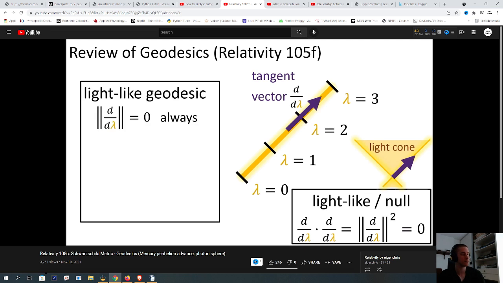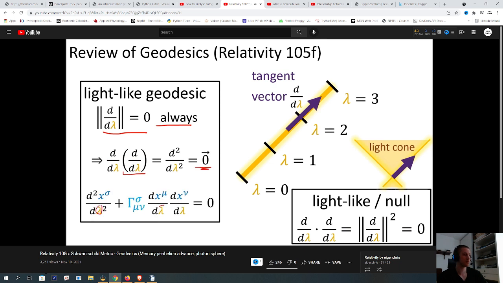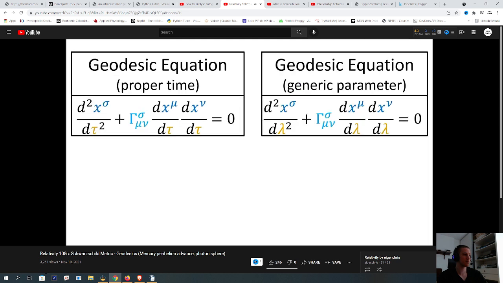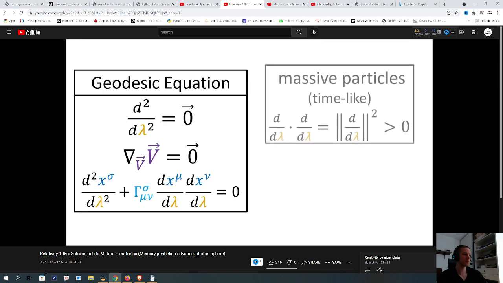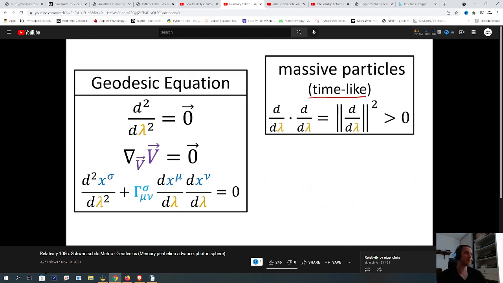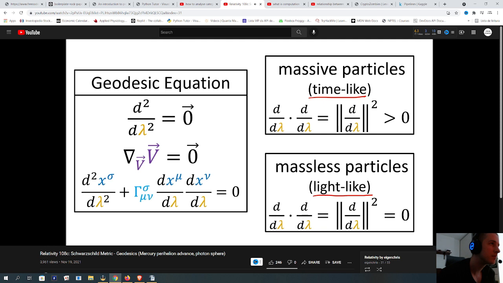A light-like geodesic is a geodesic where every tangent vector along the path is light-like, so the rate of change of these tangent vectors is 0. This gives us another geodesic equation that's parameterized with a generic path parameter lambda instead of proper time tau. It turns out that using a generic path parameter lambda instead of proper time tau gives us a geodesic equation that works for both massive particles and massless light beams. So massive particles follow geodesics with time-like tangent vectors, and massless light beams follow geodesics with light-like or null tangent vectors, but both light and massive objects obey the same geodesic equation.